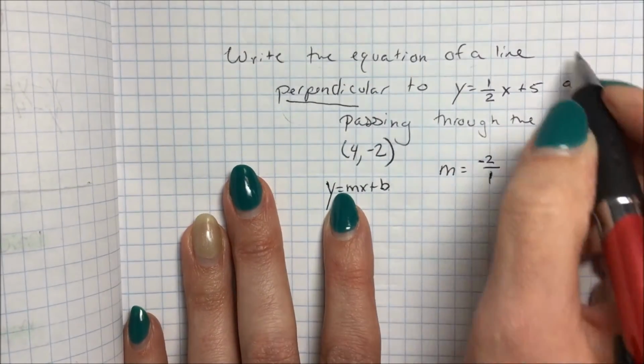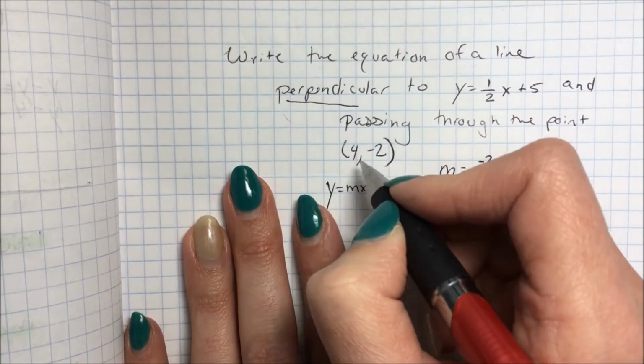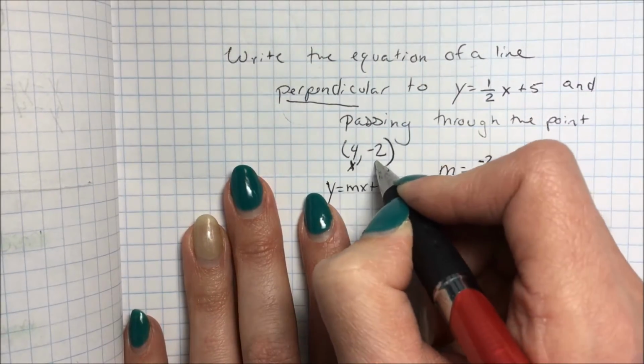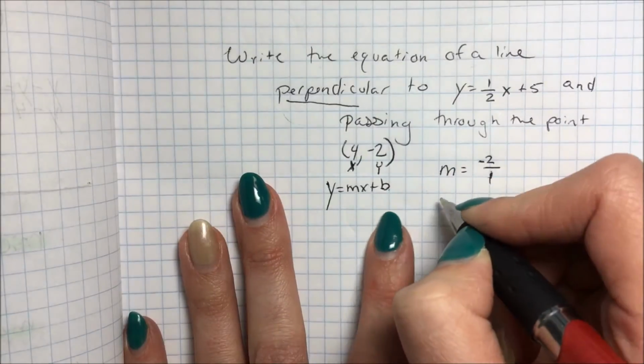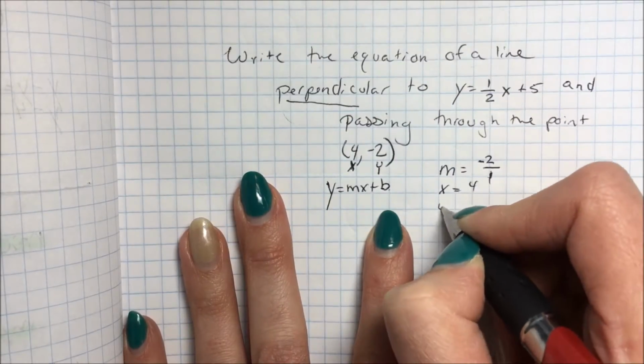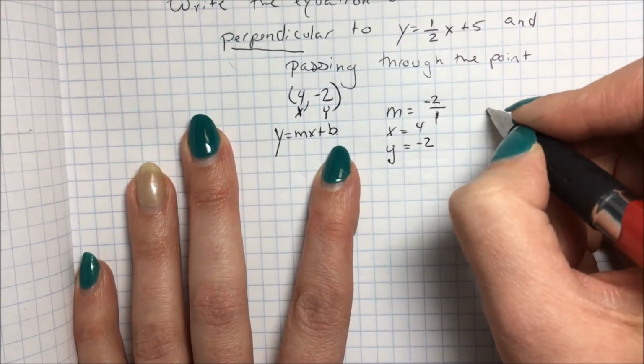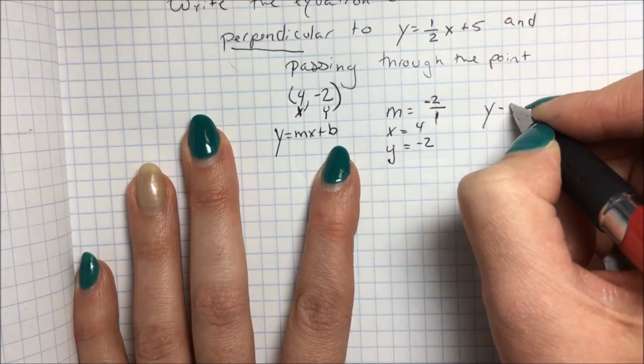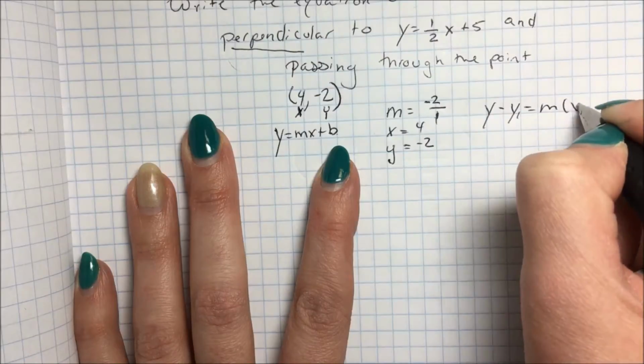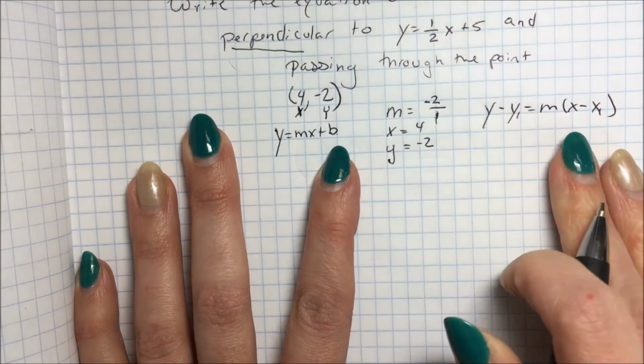Some other information that I know about this line that I'm creating is that it goes through the point x, y, or 4, -2. So I know that x is 4 and y is -2. Now if I wanted to, I could just fill in y minus y1 equals m times x minus x1. I could just do that.